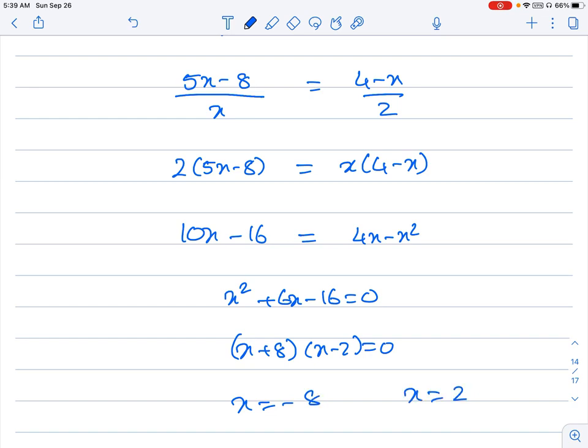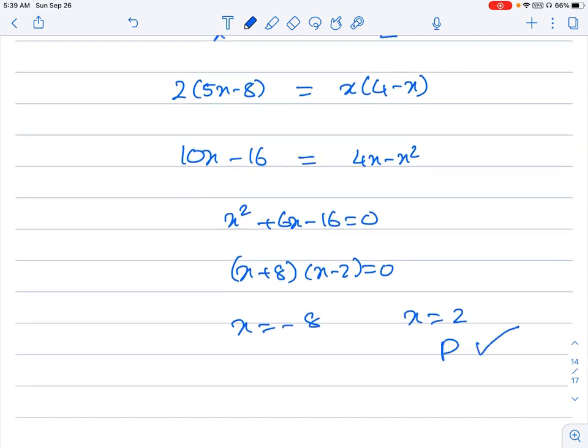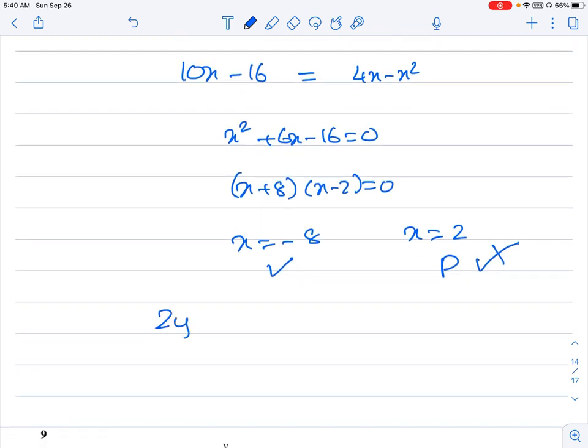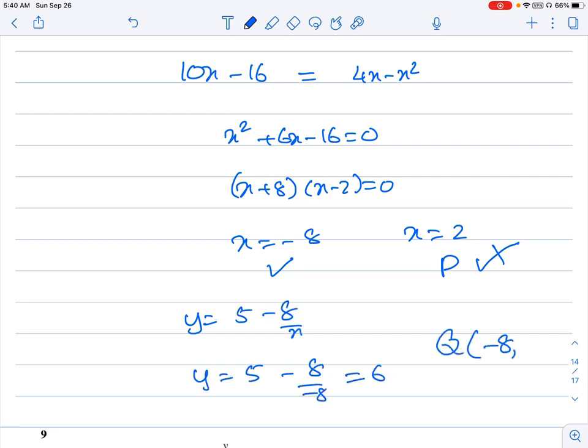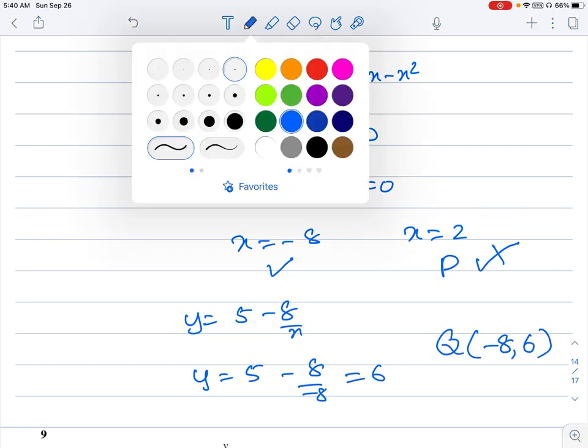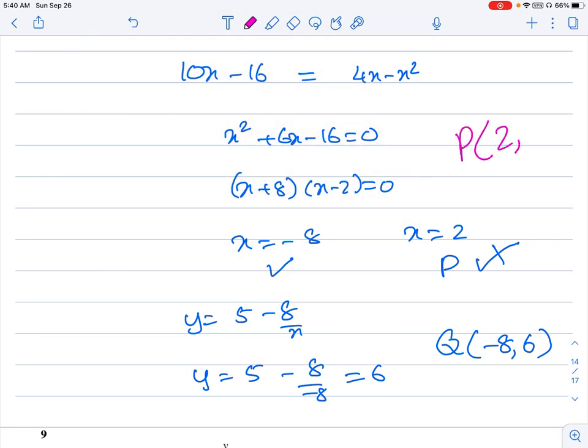Two values of x. But x is equal to 2 was the point P, so I will be taking it out. X is equal to negative 8. So once x is equal to negative 8, I take the curve equation, which is much easier. Y is equal to 5 minus 8 upon x. So y is equal to 5 minus 8 upon negative 8. So that is 6. So the point Q will be (negative 8, 6). I don't take 2 because P was already (2, 1). So x is equal to 2 already represents P. So I take x is equal to negative 8.